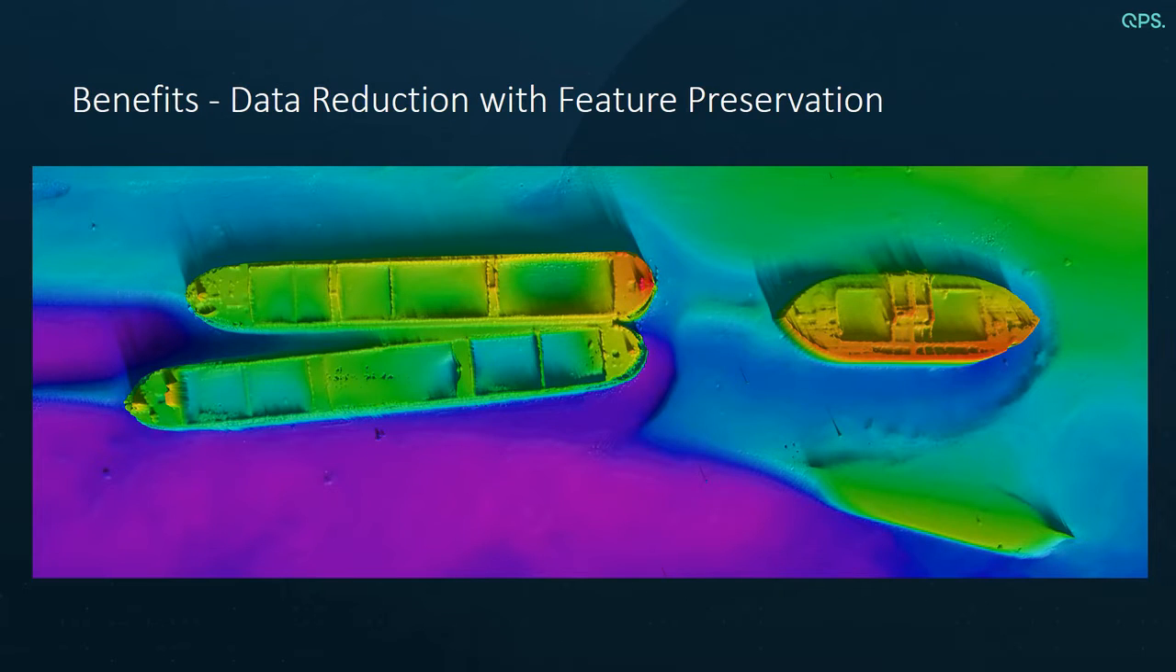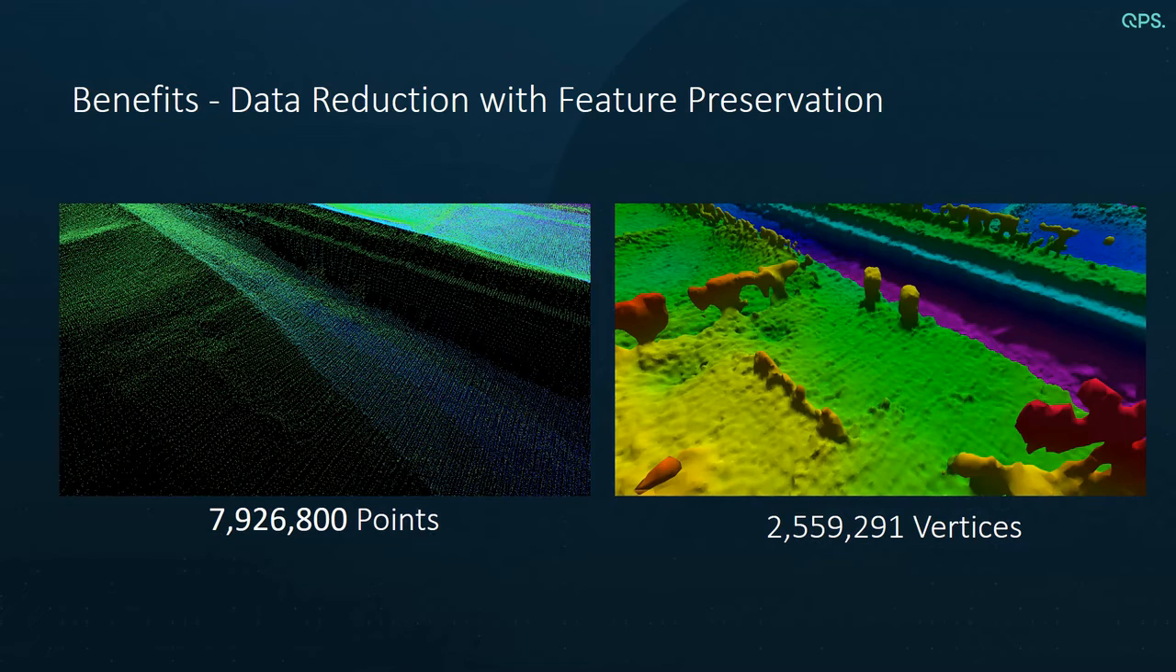Lastly, mesh creation also reduces the data volume while still preserving shapes and structures. In this example that we've been working with, the original point cloud data had just under 8 million points, but our mesh was able to reduce that to 2.5 million vertices while also helping to improve the visual analysis.